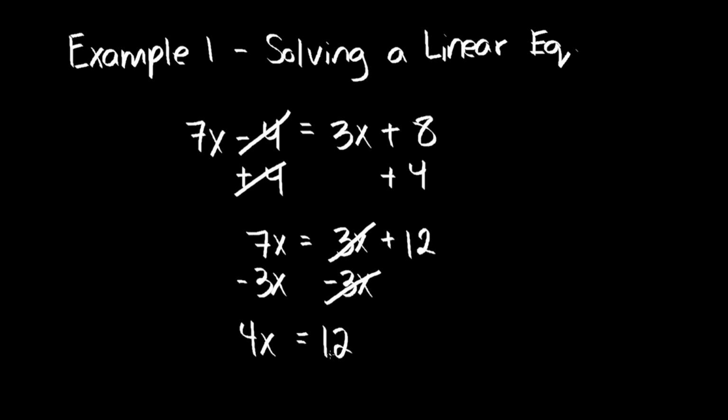And now our final step is going to be to get rid of this 4, this scalar that is attached to our x, and solve for x by itself.